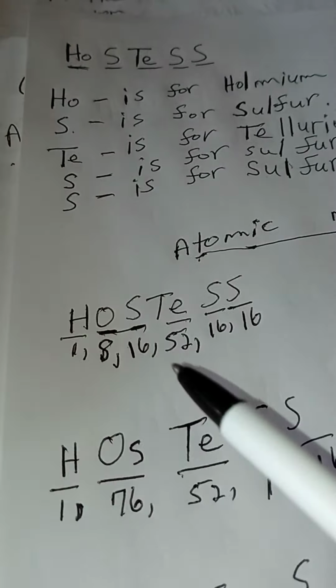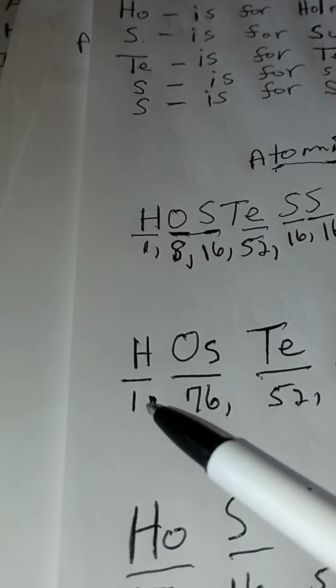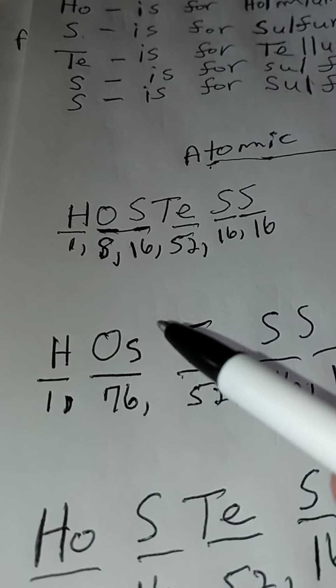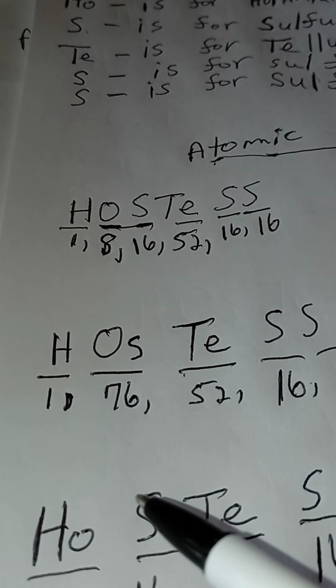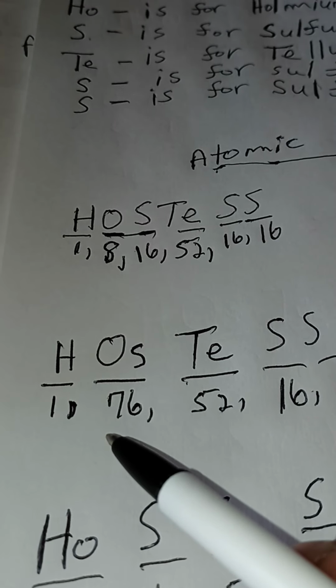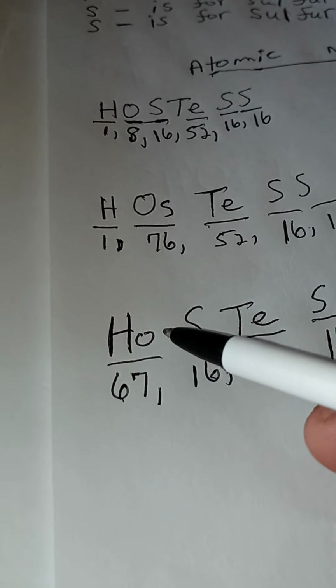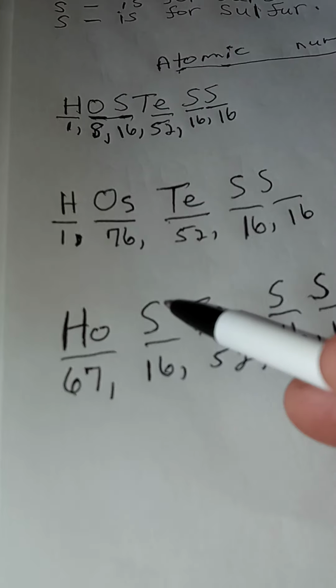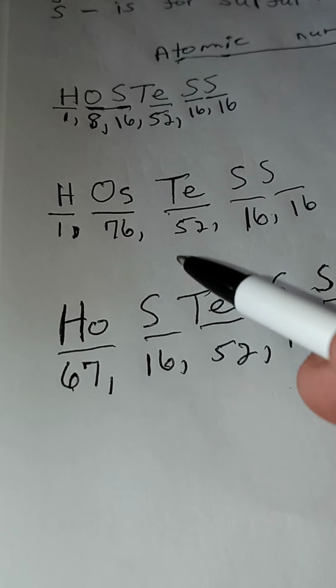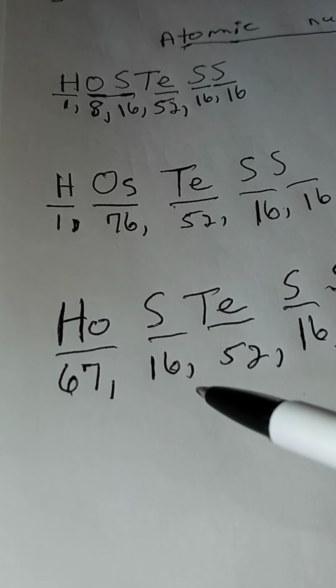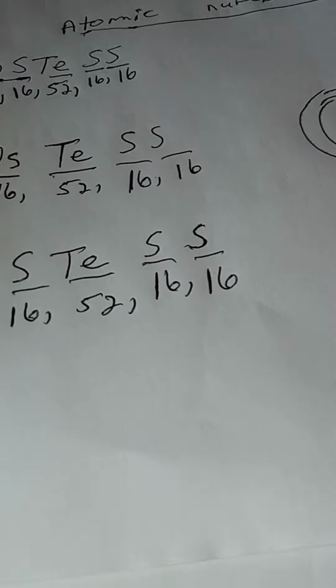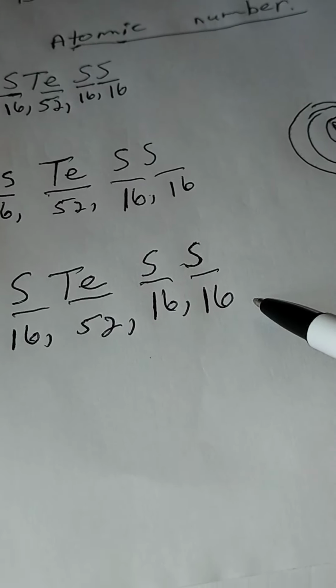But here it's different. Here you have the capital H, which is 1 for hydrogen. You have capital O and a small s for osmium, which is 76. Here you have chromium, capital H, small o, for 67. Here you have sulfur, capital S, with the atomic number of 16. You got 16 here again, and again, two more S's. Okay, that's how it is, and of course, that's how it works out.